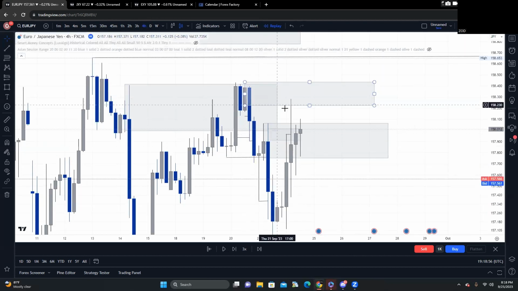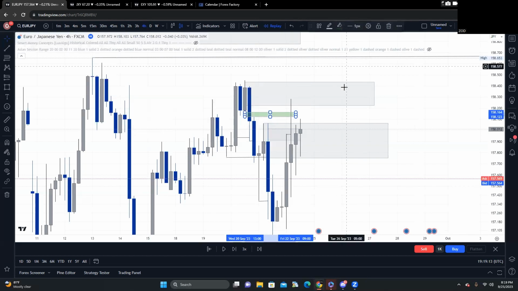I see that price has already come to mitigate this imbalance right here, right? So there's an imbalance resting here. I'm sure you can see this. I'm going to take out some of all these things now, they are too much. So we can see this imbalance resting here. Let's fill it with green.